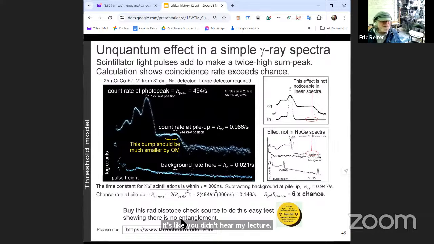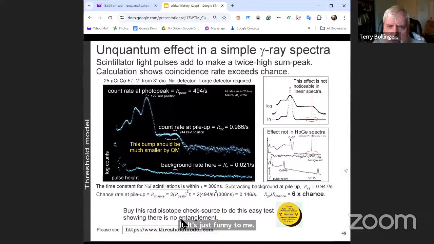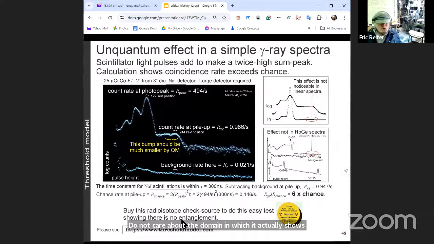It's just funny to me. Do you not care about the domain in which it actually shows up? You only care about the domain in which it is. I'm doing the experiments by which we understand the probability interpretation of matter and light. I'm playing by their rules. Okay, playing by your rules.